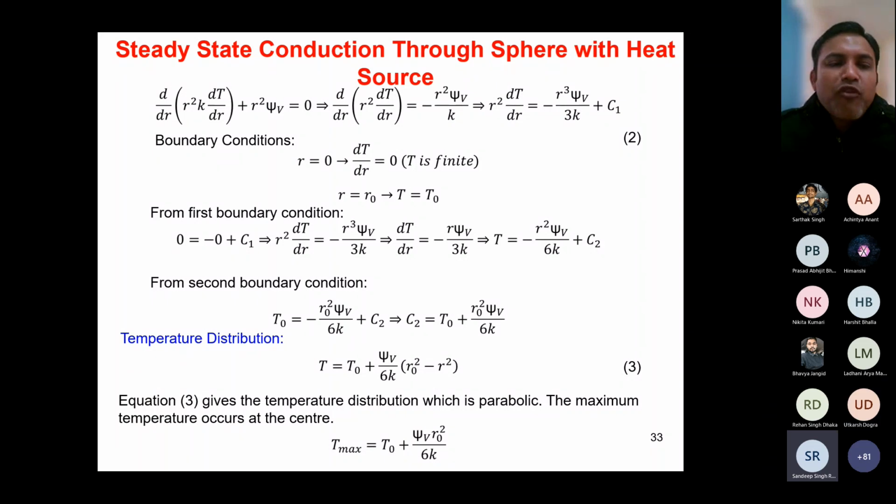Now from this equation again we can obtain what will be the maximum temperature. So maximum temperature can be directly obtained. In this case the temperature is varying across the radius, and where the maximum temperature we can get? If we look at this equation, T naught is a finite number. The maximum temperature you can get only at the center, r = 0, isn't it? So when you put r equals 0, then only you will get T as maximum temperature that you can directly obtain here. So T max comes out to be T naught plus psi v R naught square by 6k. Is it clear to everyone?